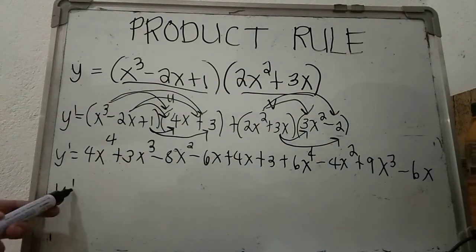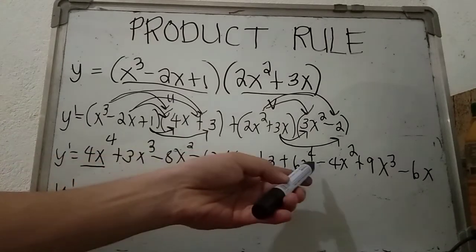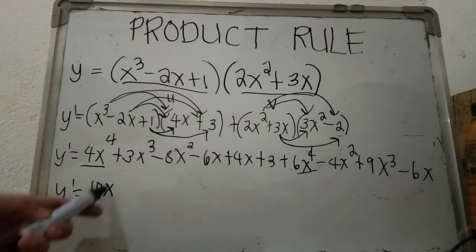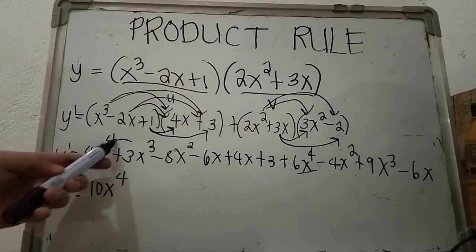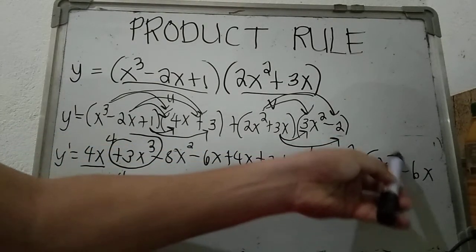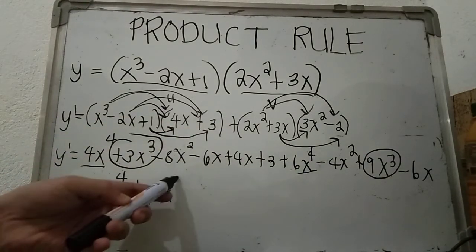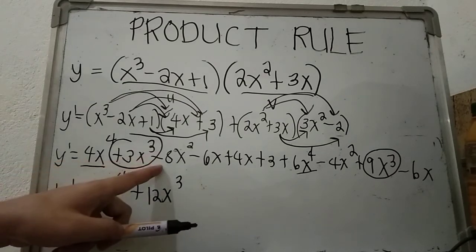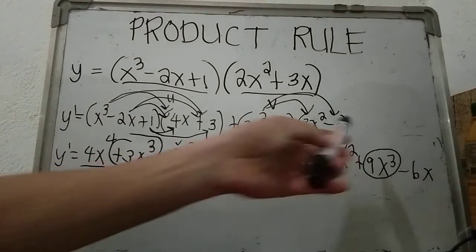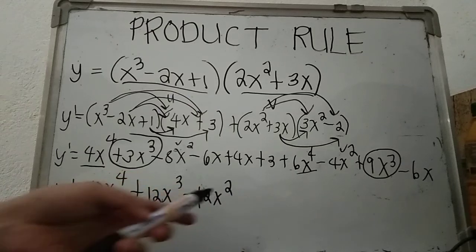Simplifying, we are going to collect or combine similar terms. So 4x to the 4th can be combined with 6x to the 4th, which will become 10x to the 4. And 3x cubed can be combined with 9x cubed, so that will become plus 12x cubed. Now, negative 8x squared can be combined with negative 4x squared, so that will become negative 12x squared.